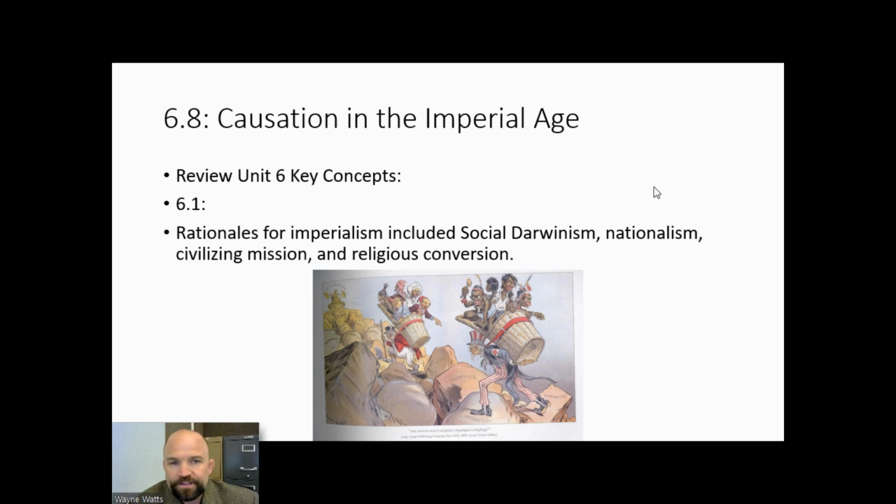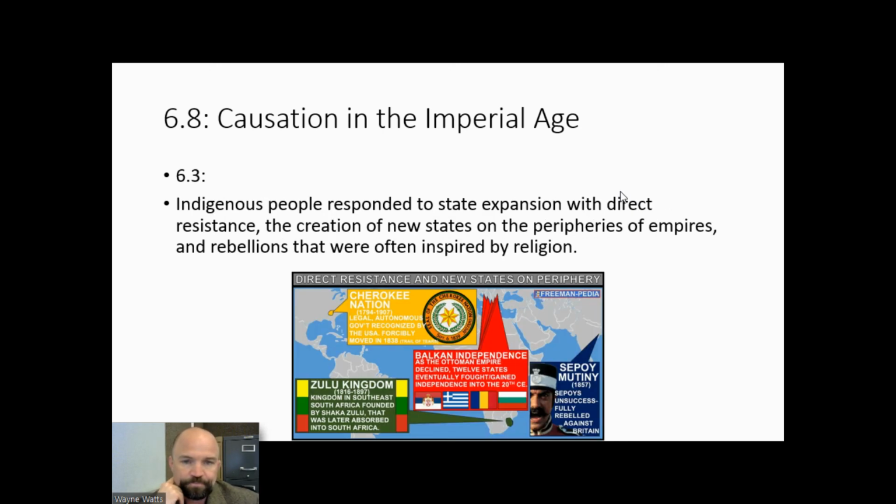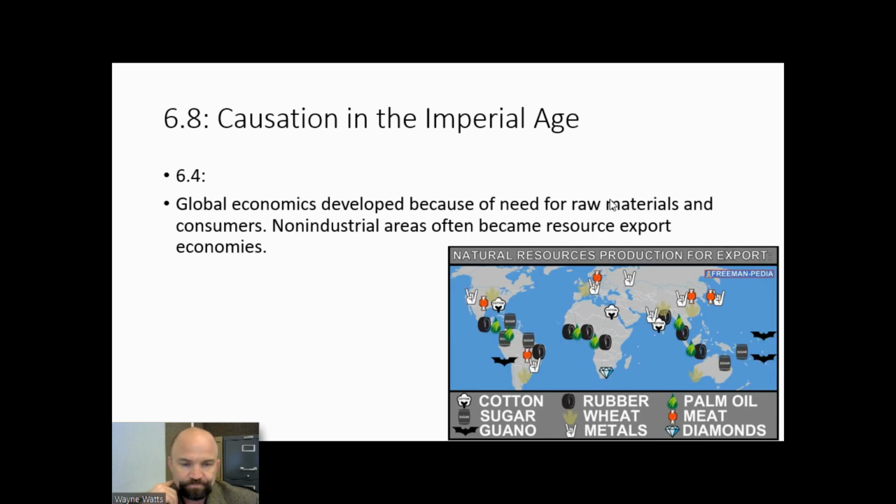So, to review, causation in the imperial age. Rationales for imperialism included social Darwinism, nationalism, civilizing mission, and religious conversion. As states industrialized, they also expanded existing overseas empires and established new colonies and transoceanic relationships. Indigenous people responded to state expansion with direct resistance, the creation of new states on the peripheries of empires, and rebellions against empires, sometimes influenced by religions, other times not as much.